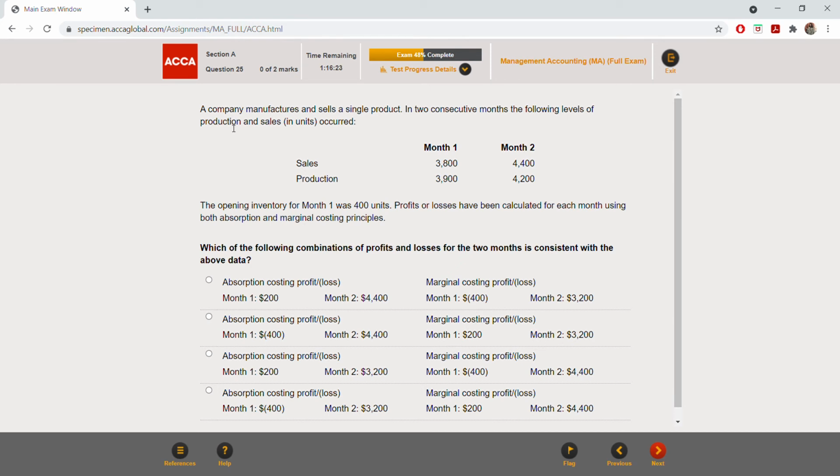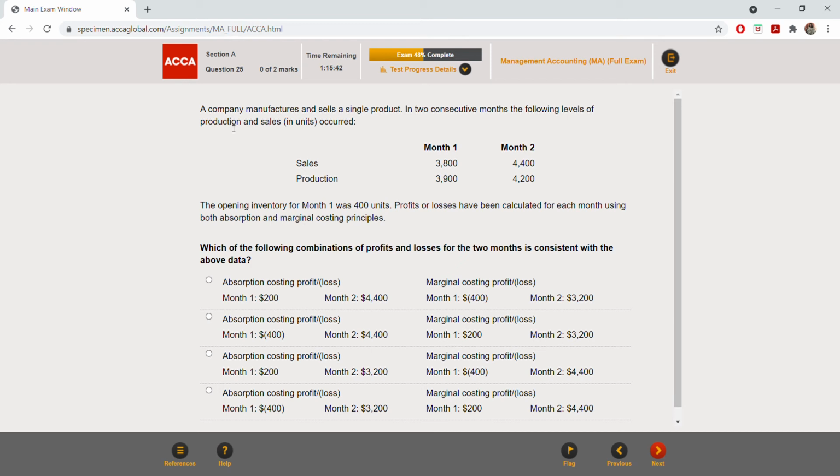First is the opening inventory, which is 400 for month 1. First find for month 1, then only can you find for month 2. The closing inventory for month 1 will be the opening inventory for month 2. So month 1 is 400 plus the production, which is 3,900, minus your sales, which is 500. So the closing inventory is 500 for month 1. That will be the opening inventory for month 2. So 500 plus 4,200 production minus sales 4,400 will give you 300. So the closing inventory is 500 for month 1 and 300 for month 2.